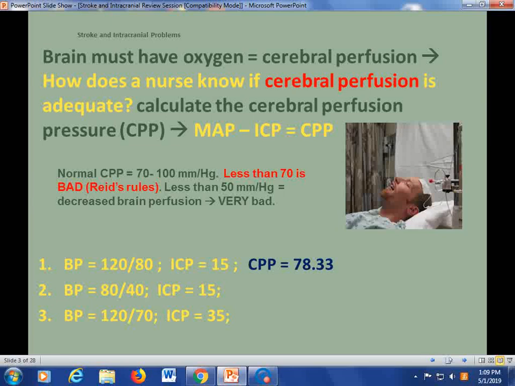And then we look at the next value, and we have a blood pressure of 80 over 40 and an ICP value that is still normal, and it is 15. And when we calculate the MAP and subtract the ICP from that MAP, we can see that our CPP with just a blood pressure change will markedly decrease. And then when we look at the next value of 120 over 70 and a markedly elevated intracranial pressure, we see that the CPP calculation is, again, poor. It is less than 70. So, okay, great. We can do math together, so that's fabulous.